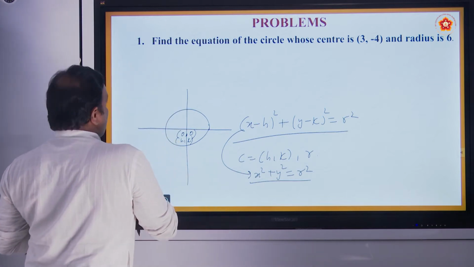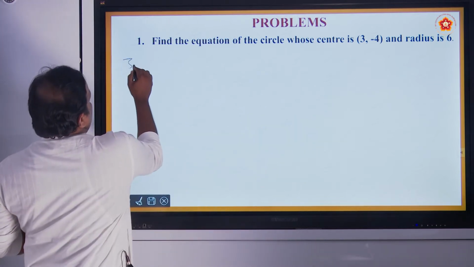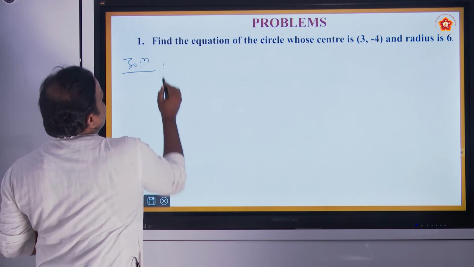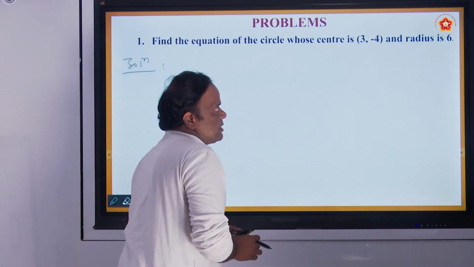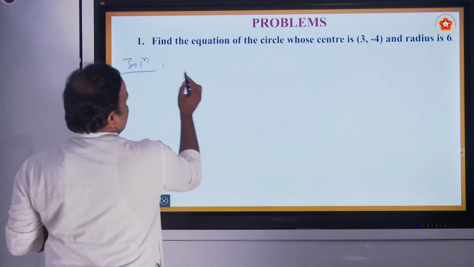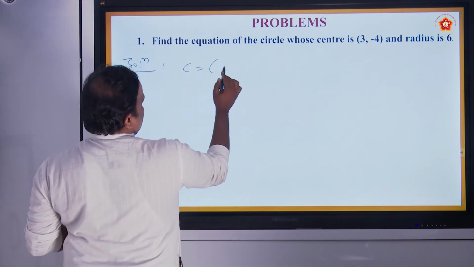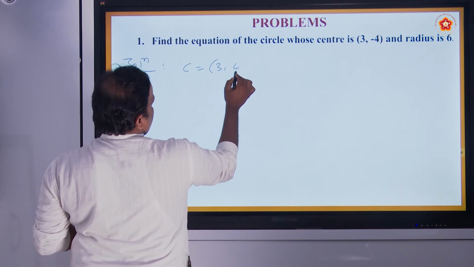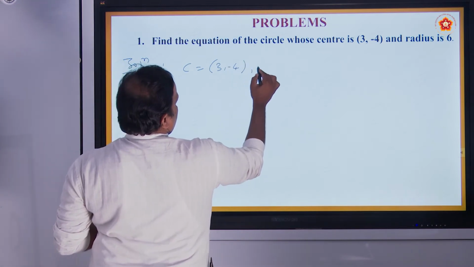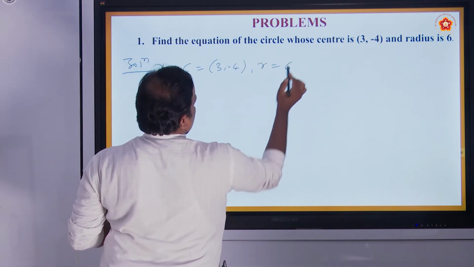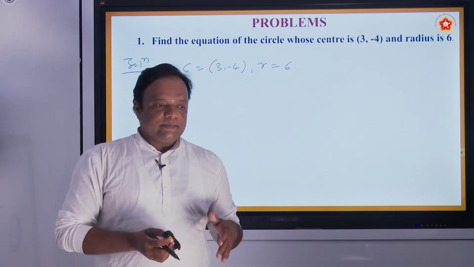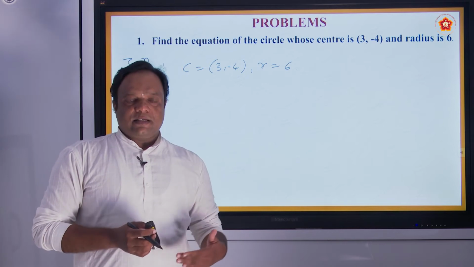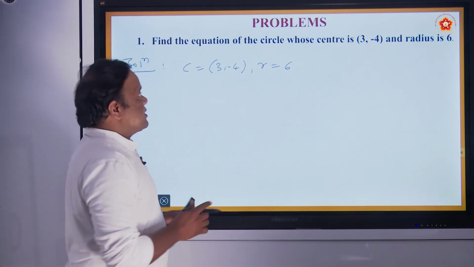So the first problem is, observe here: find the equation of the circle whose center is 3 comma minus 4 and radius is 6. So given here center C is 3 comma minus 4, and radius r is 6. Here, given center and radius, so use the equation of circle in center radius form. What is the equation of circle?